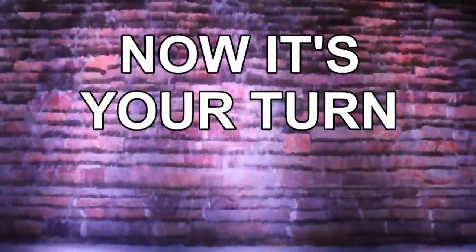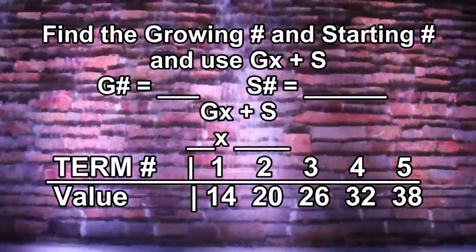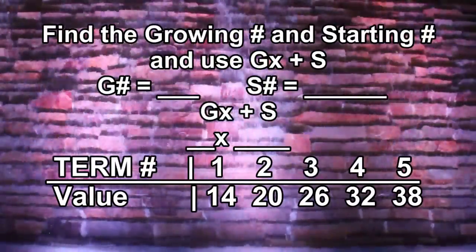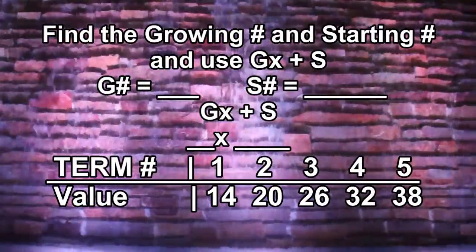Now it's your turn. Find the algebraic expression that gives you the value numbers from the table. Remember to find the growing number and starting number and use Gx+S.